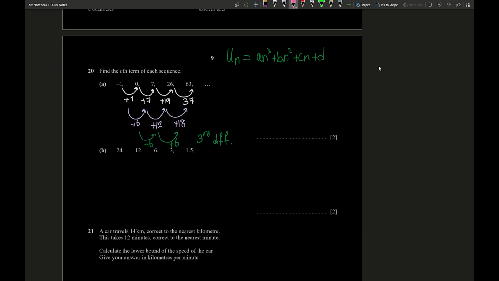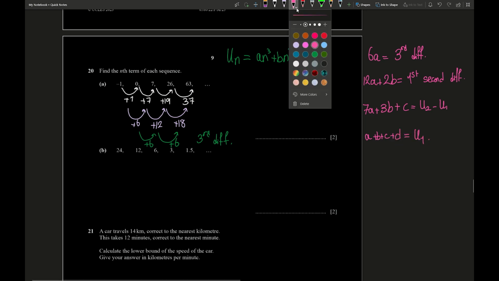Now, the first equation states that 6 multiplied by the constant a is equal to the third difference. I'll explain that in a moment. The second equation states that 12a plus 2b is equal to the second difference. And for the third equation, 7a plus 3b plus c is equal to the difference of the first two terms, which is u2 minus u1. And finally, the fourth equation states that a plus b plus c plus d is equal to u1.